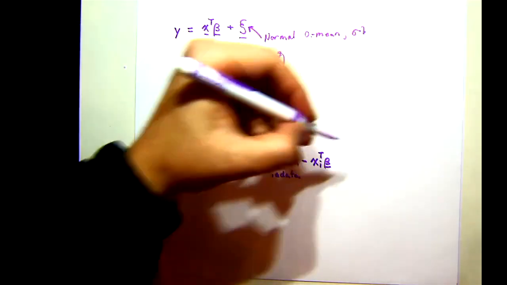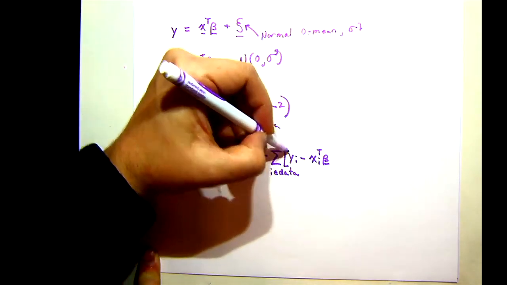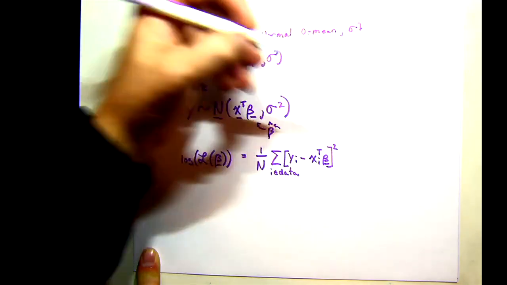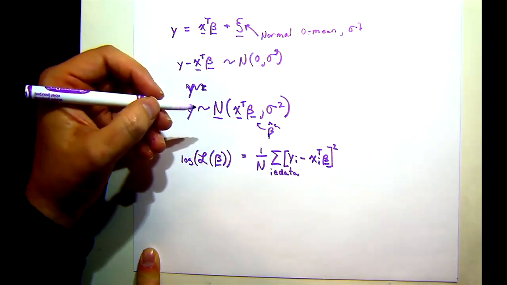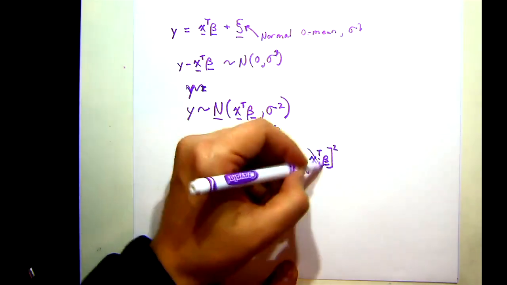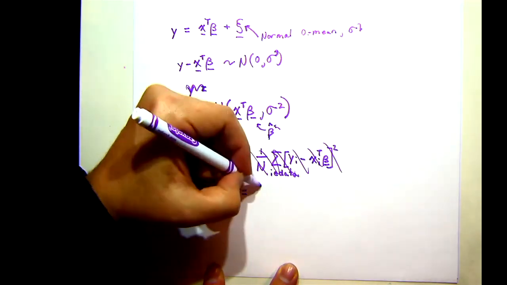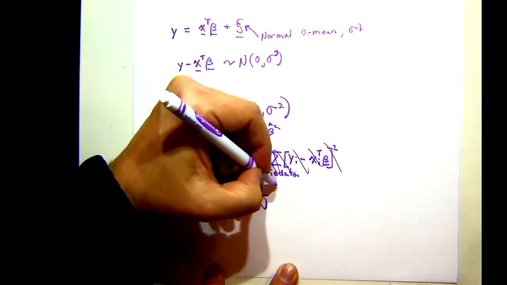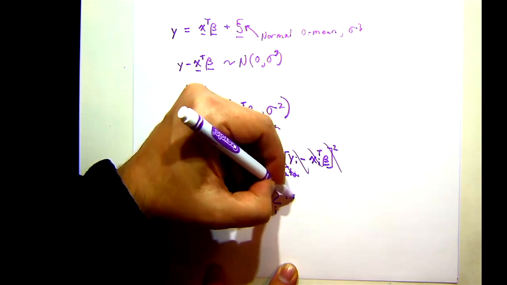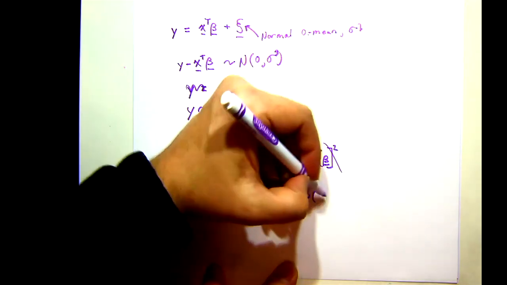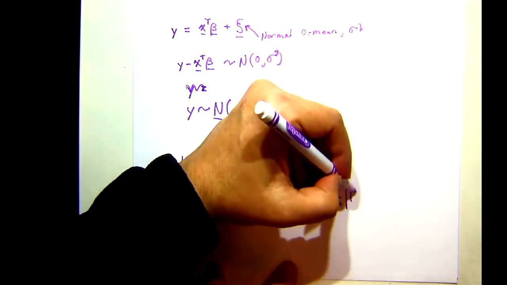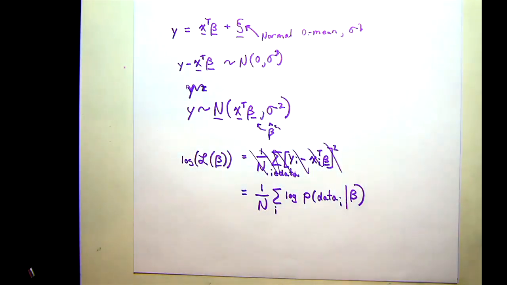I missed a step. I'll write in a step here. Here, let me do this. Everybody back up. Can't always be perfect. That's the loss we're going to minimize.